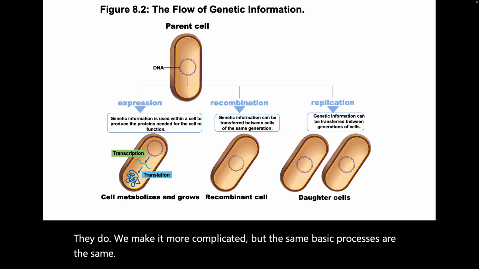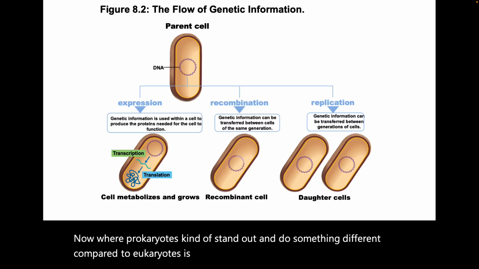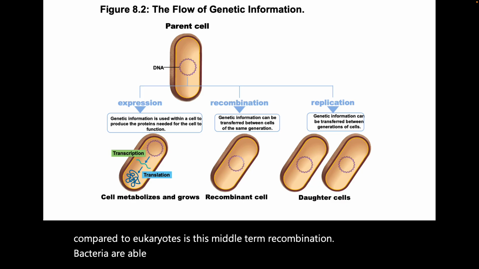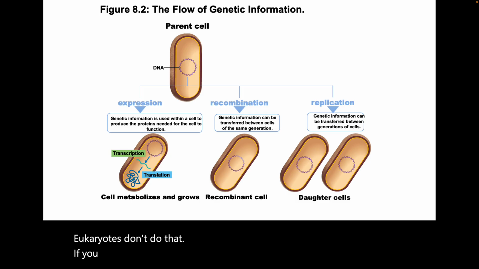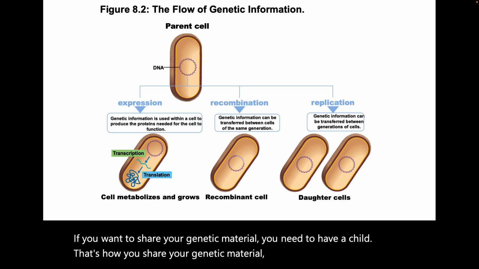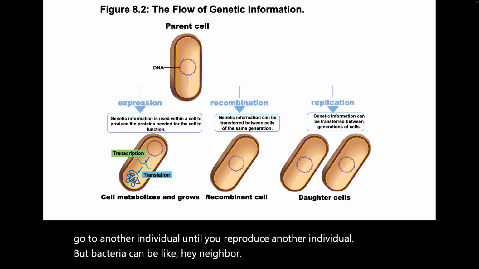Now, where prokaryotes stand out and do something different compared to eukaryotes is this middle term, recombination. Bacteria are able to share genetic material within the same generation. Eukaryotes don't do that. If you want to share your genetic material, you need to have a child. Your genetic material does not go to another individual until you reproduce another individual. But bacteria can be like, hey neighbor, here's a piece of DNA. You want it?